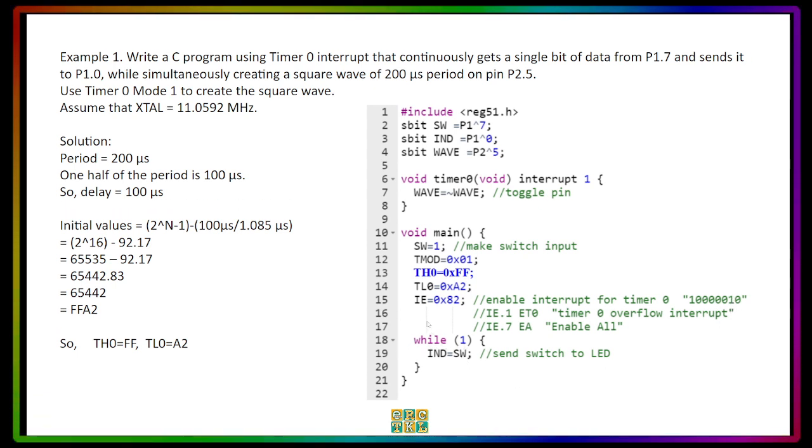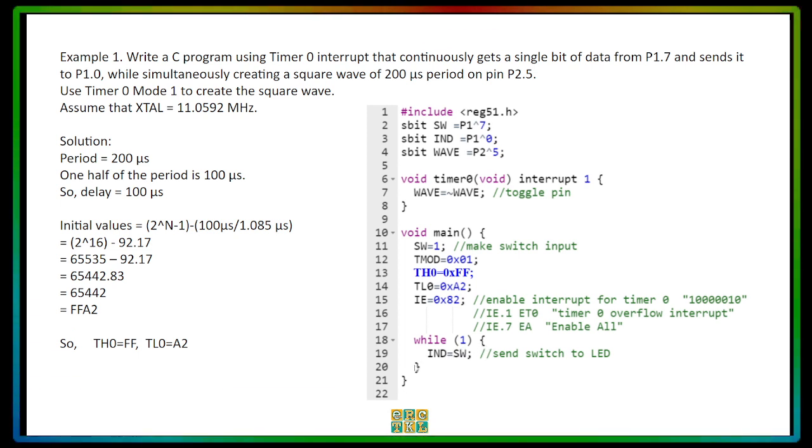Now, the next line, 16 and 17, is not that important. This is just a comment where I'm telling you that the ET0 or timer 0 interrupt will become 1 or enabled, and EA or enable all will become 1 also, while the other 4 interrupts will be unaffected.